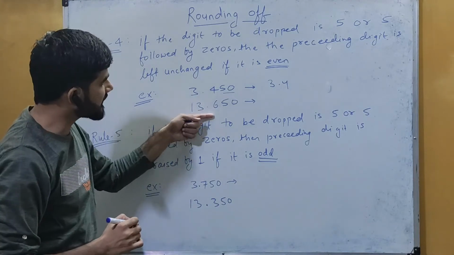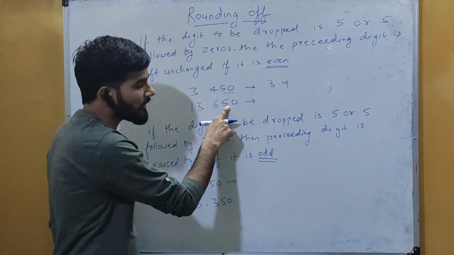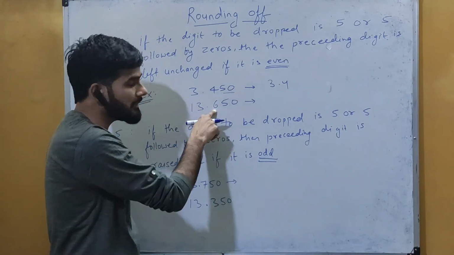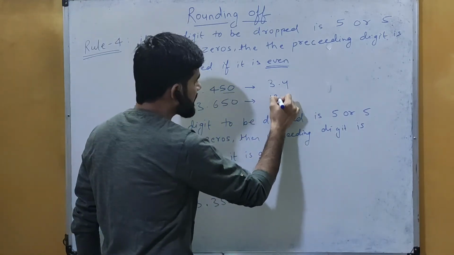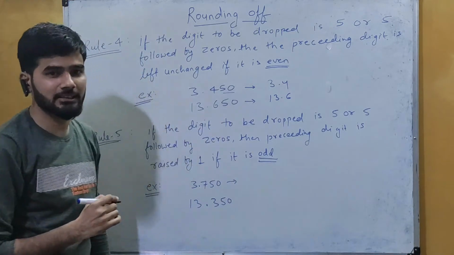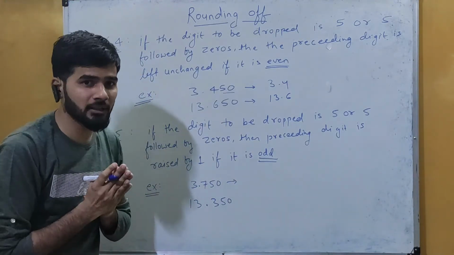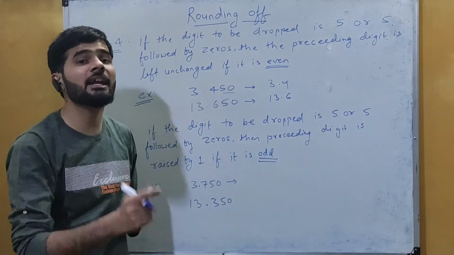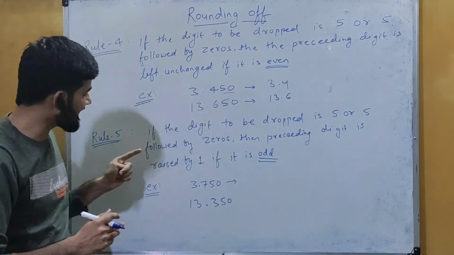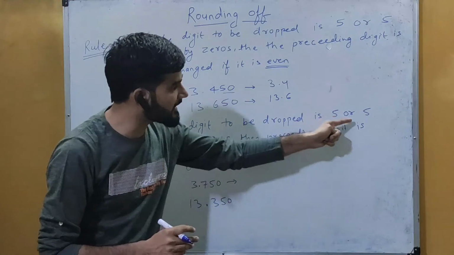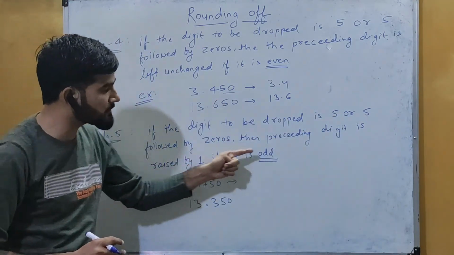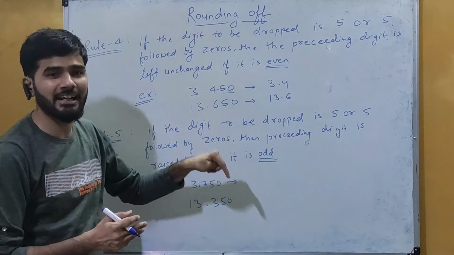Okay, similarly 13.650. Here we have 5 followed by 0, और इससे पहले जो नंबर है it is even, then it will be left unchanged. So we can round it off to 13.6. Okay, but यहीं पर अगर हमारे पास ये जो 5 से पहले वाला नंबर है अगर ये odd हो जाता है, then we have another rule. If the digit to be dropped is 5 or 5 followed by zeros, then the preceding digit is raised by 1 if it is odd. इसका exactly opposite.